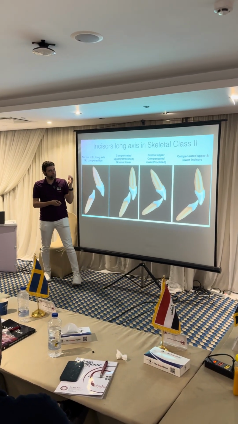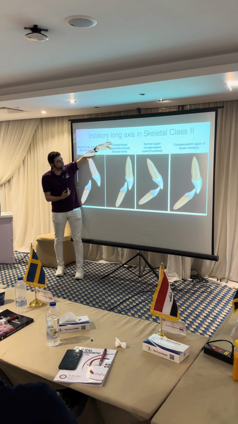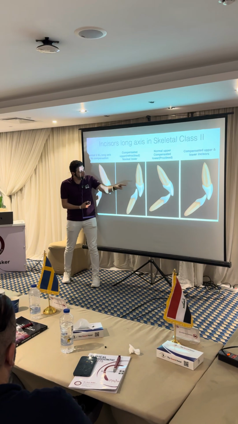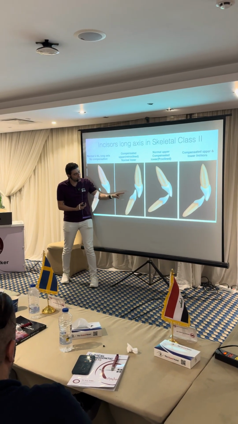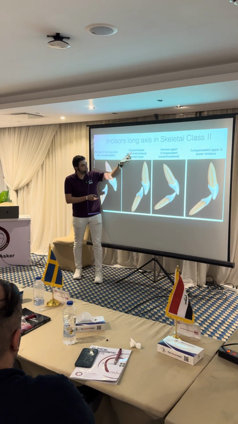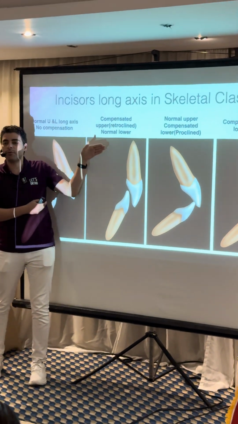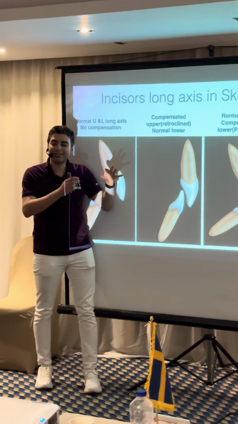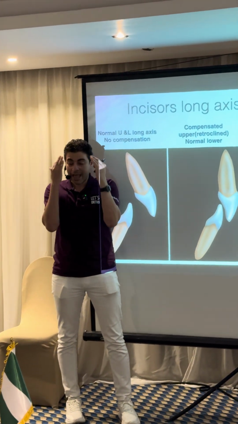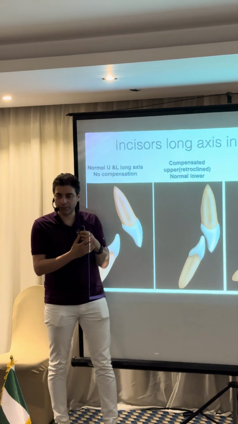But sometimes, if the upper lip is a little bit stronger than the tongue, the upper lip starts to push the upper incisors back. So instead of having large overjet, you will have normal overjet with retroclined upper incisors. That's called compensation from the upper, or class 2 with compensation from the upper teeth. That's why in some patients you have a skeletal problem with normal overjet. You ask yourself how he has a skeletal class 2 and the overjet is normal, and it's because of the compensation.